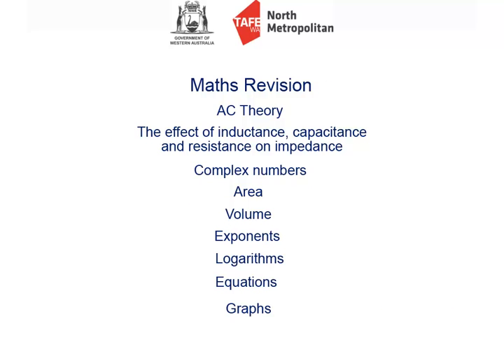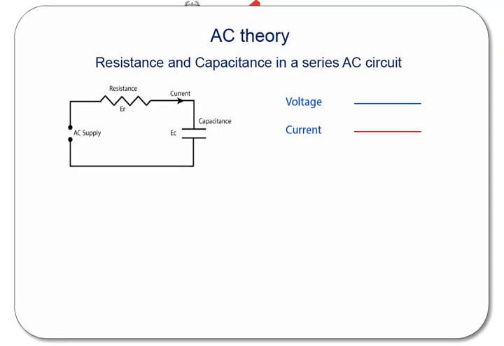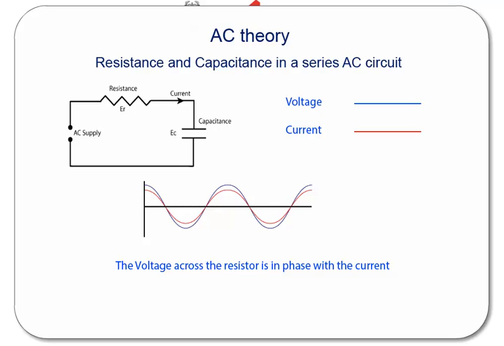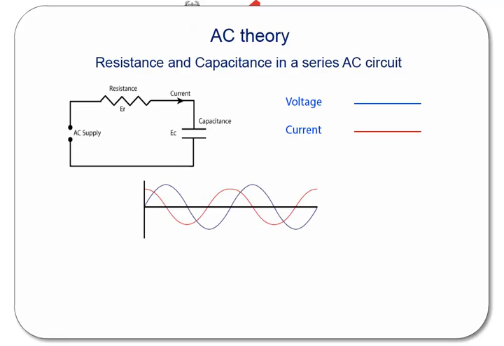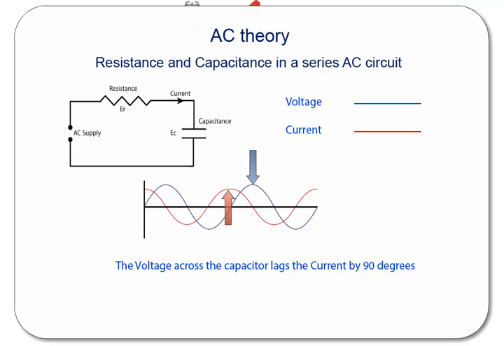This lesson covers some maths principles that you may need to be aware of. A series circuit consisting of a resistor and a capacitor. The current through each component is the same, so we will consider the reference. The voltage across the resistor is in phase with the current. The capacitor is a reactive device, which means that it stores energy and returns it back to the supply. It doesn't dissipate power. The voltage across the capacitor lags the current by 90 degrees.